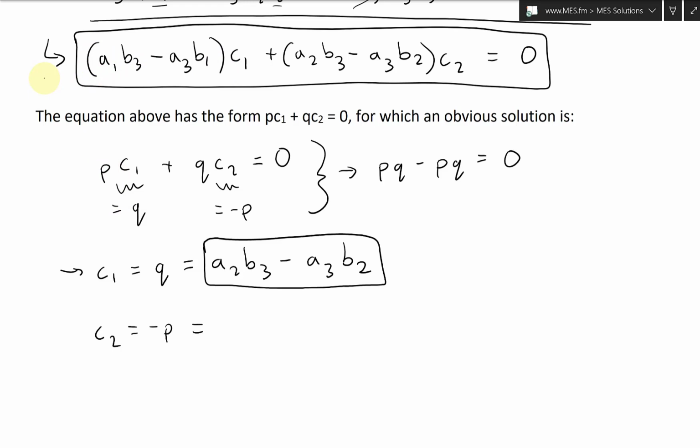So this equals 2, here let's put this negative, and then this is going to be P, so A1, B3 minus A3, B1. You can put the negative there, or just remove the negative, multiply it inside, and move this positive in front. So A3, B1 minus A1, B3.